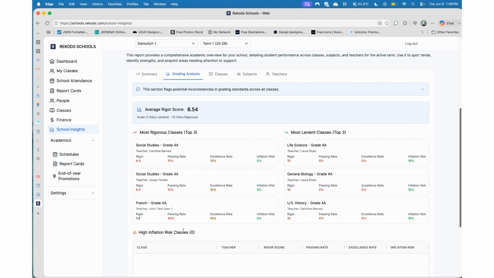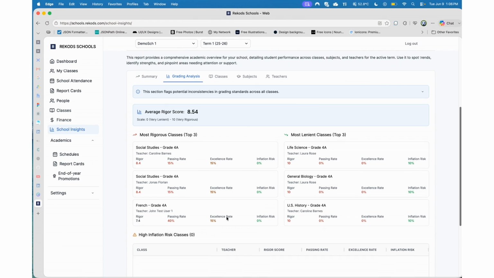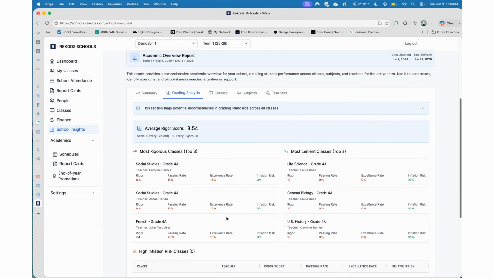If a class shows up in one of these groupings, that's your cue to go into the Classes tab, which is next, and look at the actual grade distribution and performance data for that class. The groupings here give you the shortlist. The details are one click away.